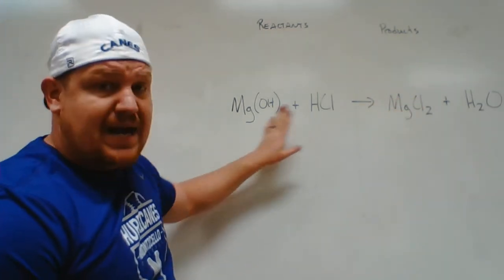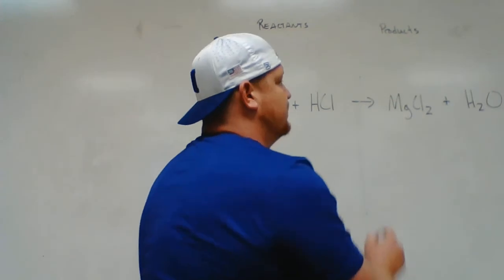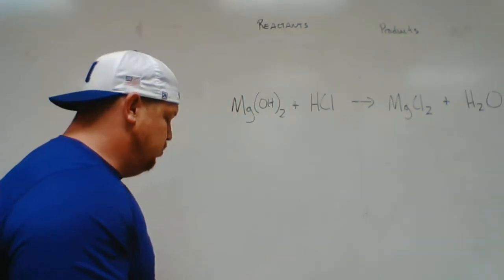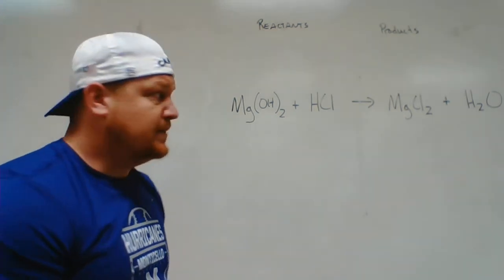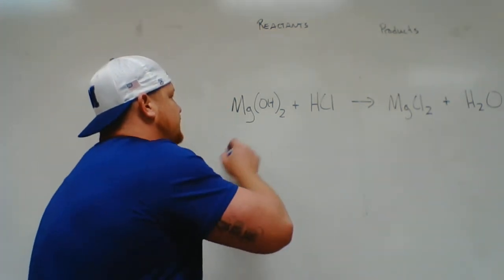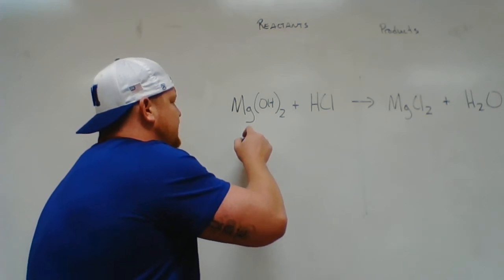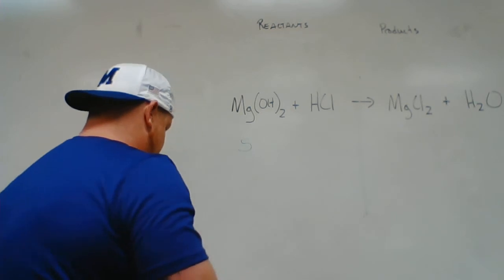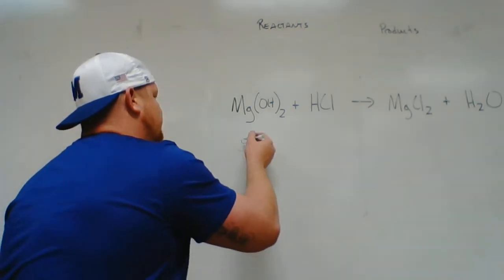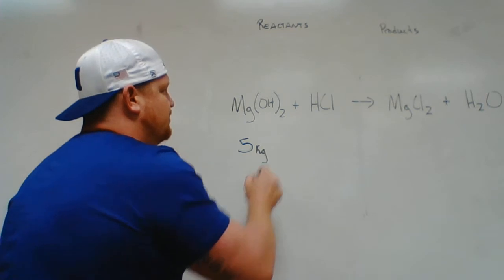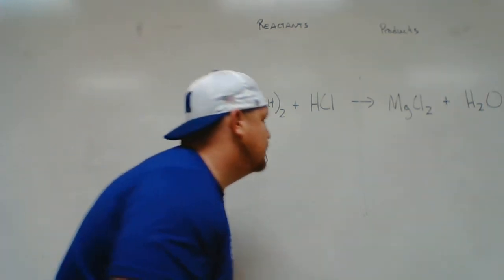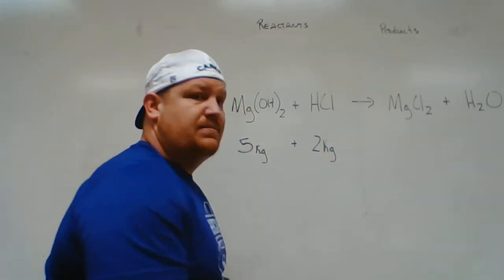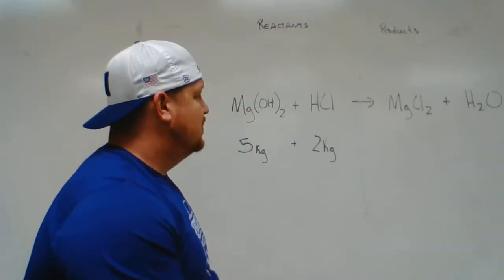So we have 2 here in the reactants. This separates our reactants from our products. We have 2 things in the products over here. So I just want to show you with 4 instead of 3. We can say something like, all right, this is probably heavier, so we'll say that's got 5 kilograms of magnesium hydroxide reacting with 2 kilograms of hydrochloric acid. So this is our reactant.